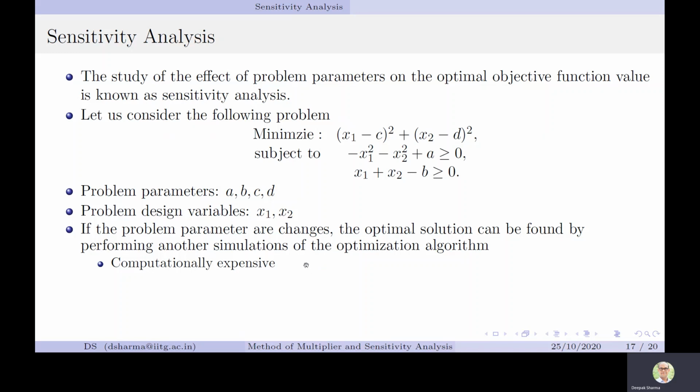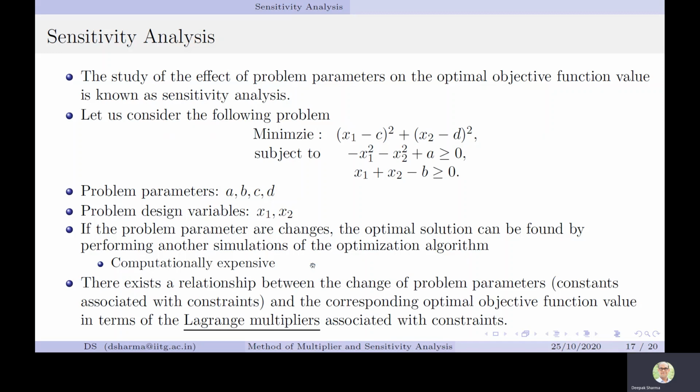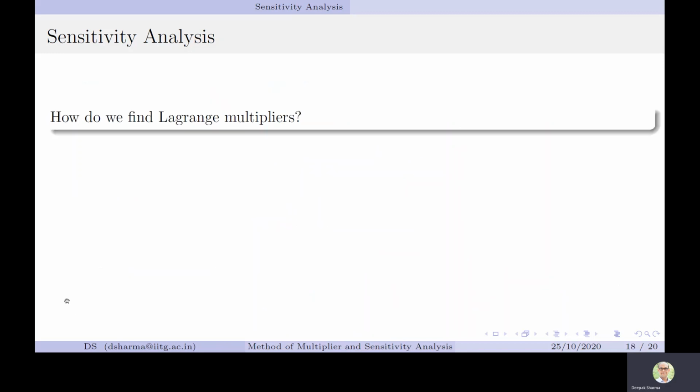Now, as we understood, if we are going to change A, B, C, D and we use an optimization algorithm, then it is going to be computationally expensive, because some problems need a lot of time or function evaluations to get an optimum solution. So there exists a relationship between the change of problem parameters, that are the constants associated with the constraints, and the corresponding optimal objective function values in terms of the Lagrangian multipliers associated with them. And that is the whole objective. We have to do it.